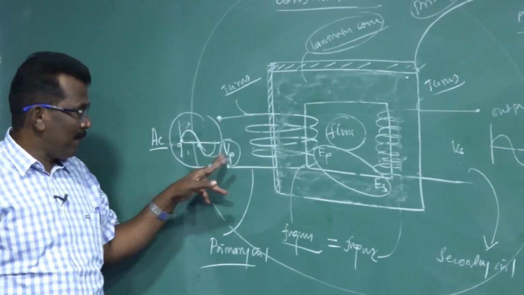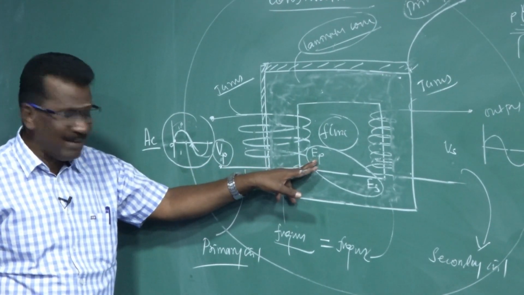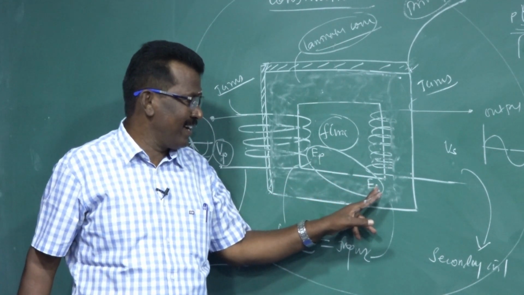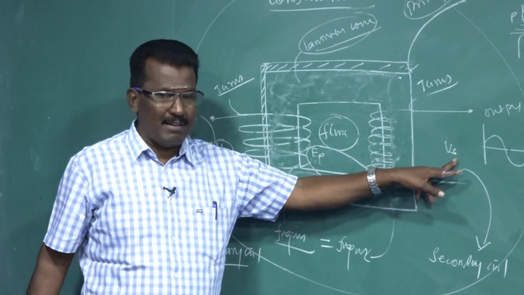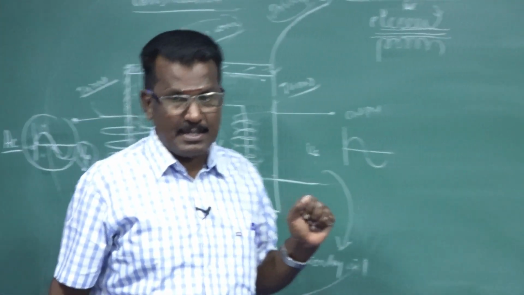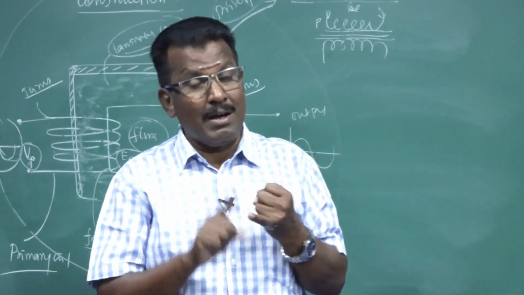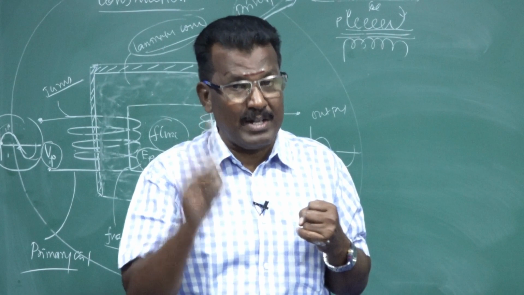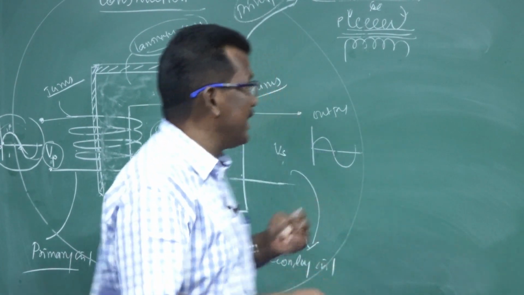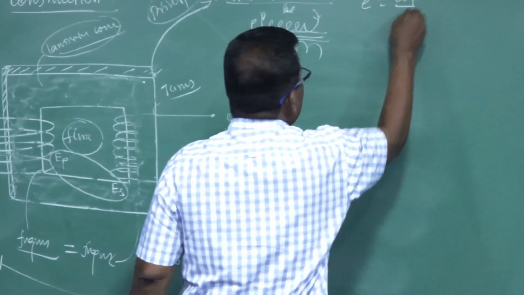So EMF is applied, that is, voltage is applied across the primary coil, and EMF is induced across the same primary coil. The same flux links with the secondary coil, giving ES, and the voltage obtained across the output is VS. According to Faraday's laws, whenever there is a change in the magnetic flux linking with a coil, EMF is induced. The rate of change of magnetic flux is directly proportional to the induced EMF. We know that E is equal to dφ by dt.